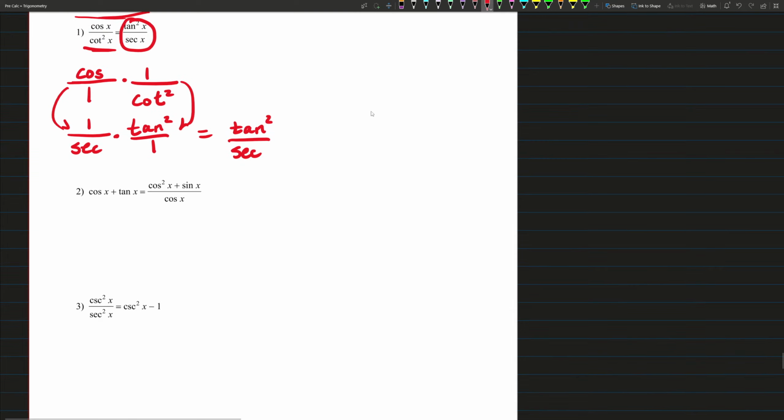On number two, there's two different ways to go about it. I think what most people would choose is to start with the left. That's not necessarily the easiest, but that's the one I'm going to do because I think that's what most people would do. So I'm going to think of cosine as cosine over 1 and tangent as sine over cosine.